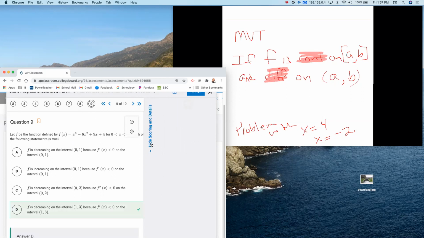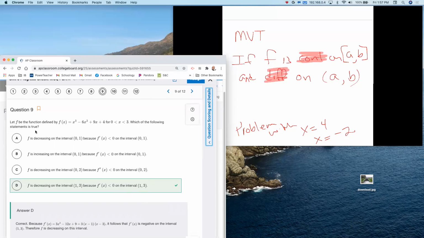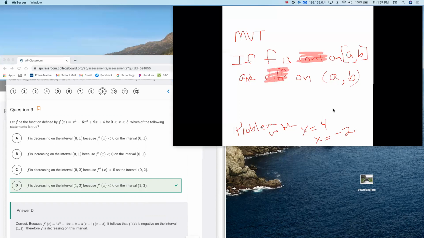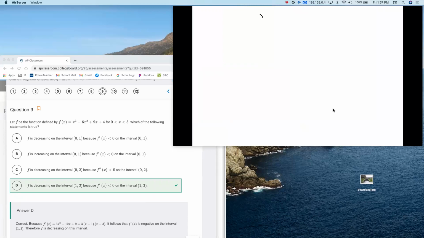Let me look at 9. So 9 looks like this. Let f be the function defined by this. Which of the following statements is true? You start to read this and it's talking about f decreasing, f increasing, and you should think to yourself, if I'm going to answer questions about f increasing or decreasing, if f is increasing, f prime needs to be positive, and if f is decreasing, f prime needs to be negative.